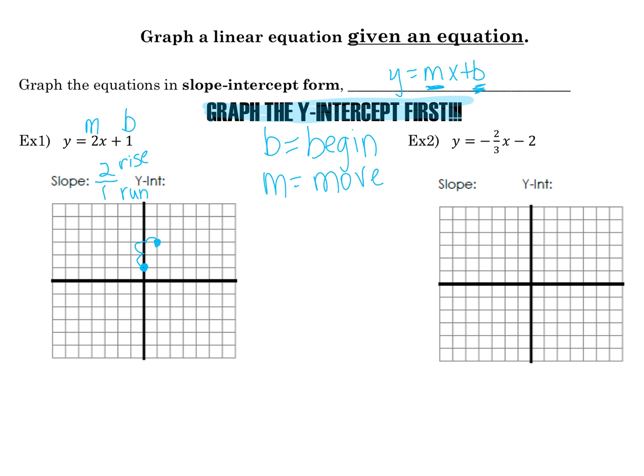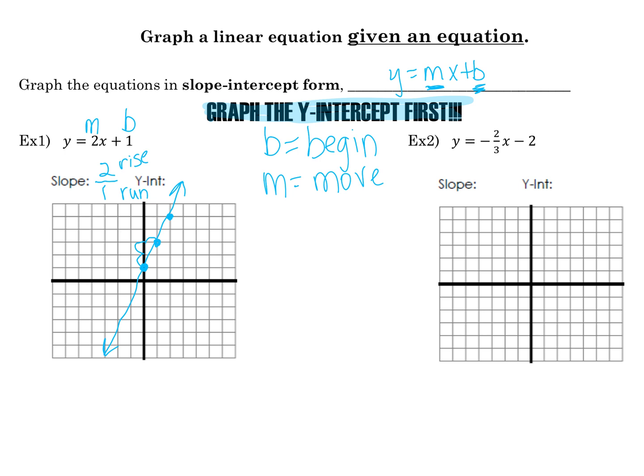You're going to rise and run and then put your point. Now you can do that again, go up to over 1, and you can get another point, okay? Then you can go ahead and draw your line. Okay, so I'm going to try to connect the dots in a straight line, as straight as I can. Go ahead and connect those dots. Oh, that's a terrible line. But anyway, you get the idea. It's hard to draw a straight line on this iPad.